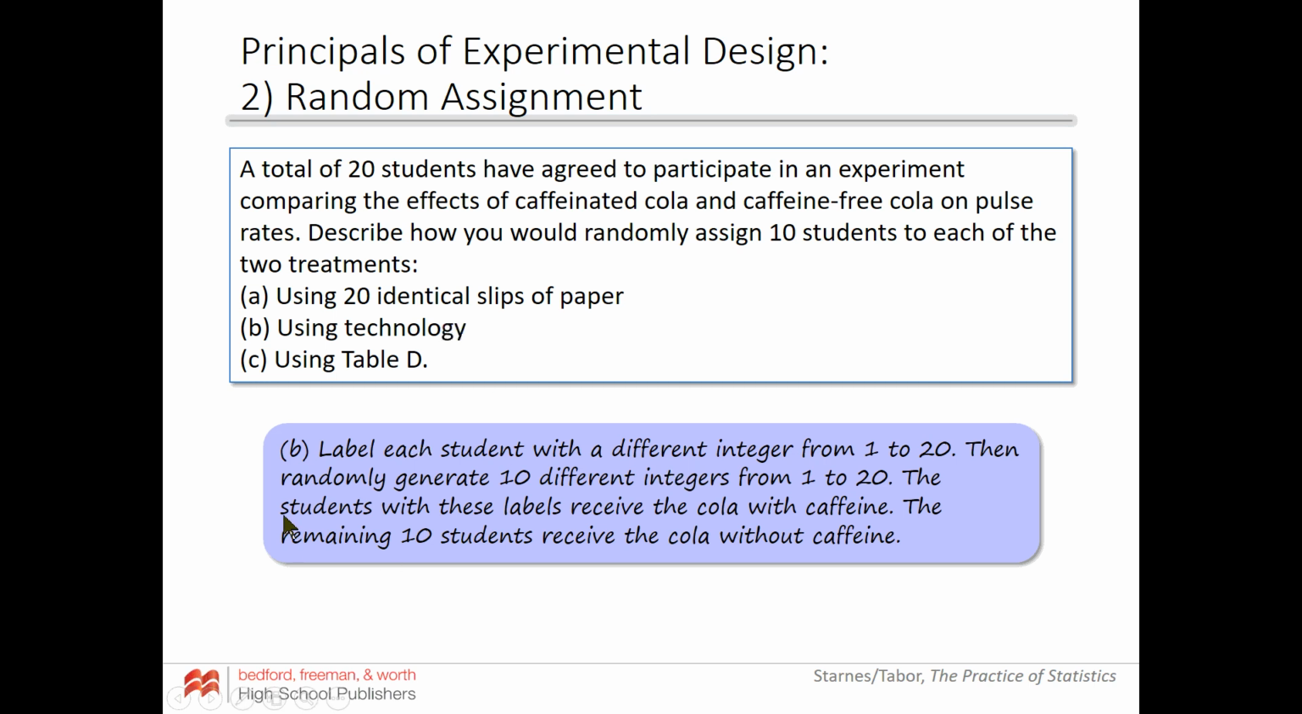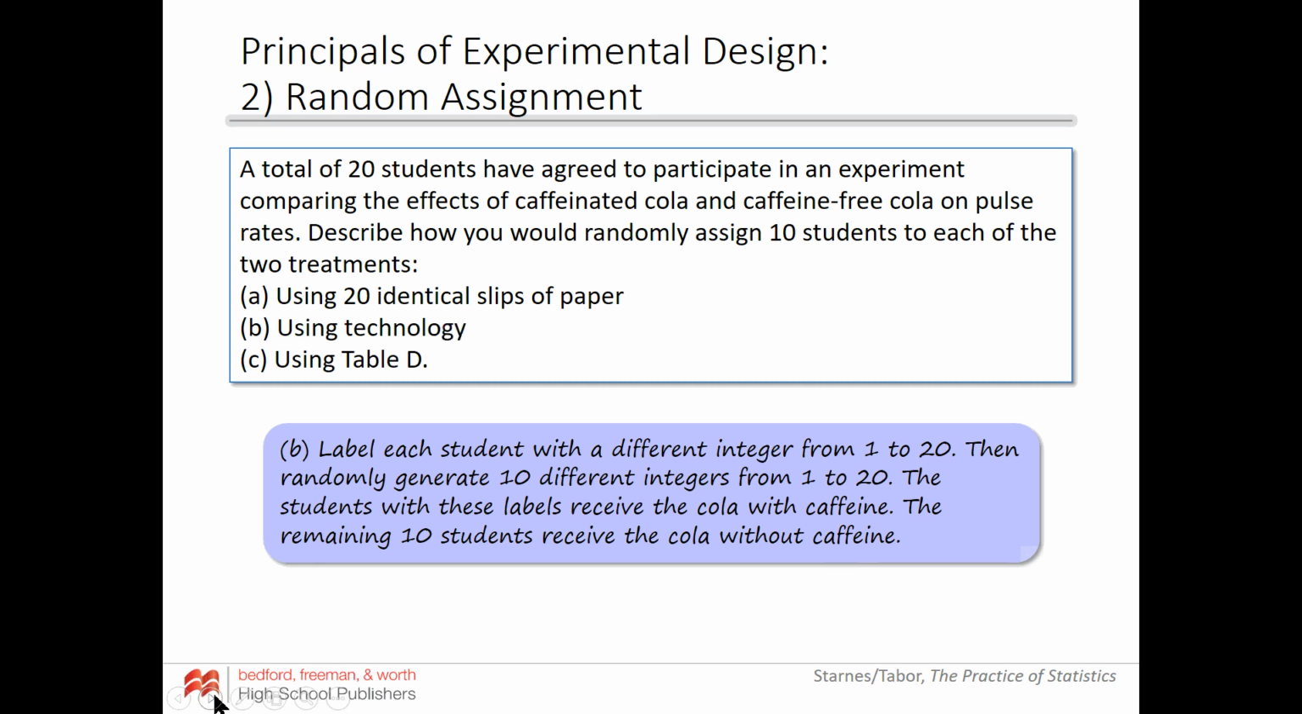Now using technology, I would label each student with a different integer from 1 to 20. Then I would use my calculator, or you can use computer programs, to randomly generate 10 different integers from 1 to 20. The students who match up with those 10 different integers get the cola with the caffeine. And then the other 10 get the cola without the caffeine.